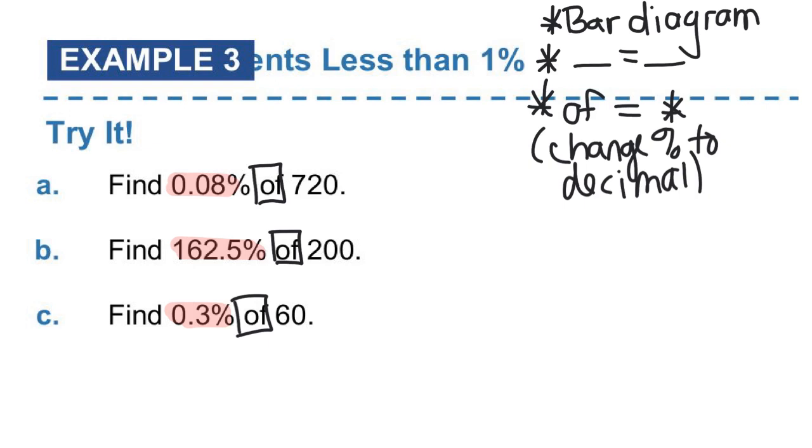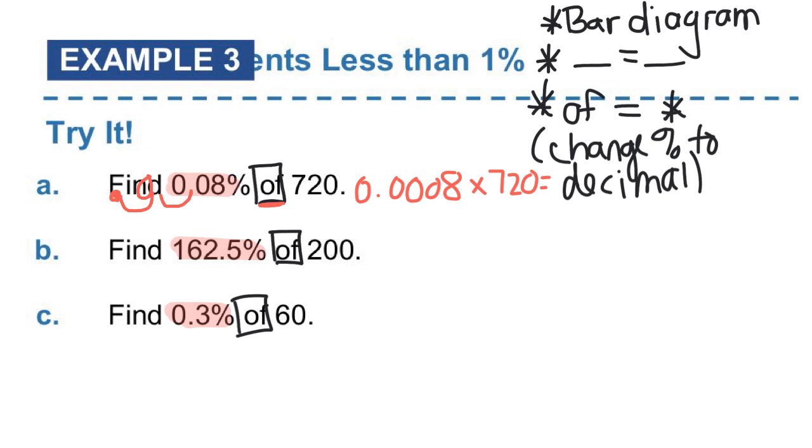So let me give you a trick. If you want to change a percent into a decimal, you are going to take this decimal and move it 1, put a 0, 2 places, and you're going to plop it down. So in essence, that percent is 0.0008. The word of means to multiply, 720.